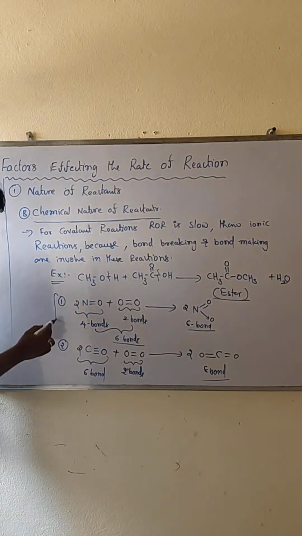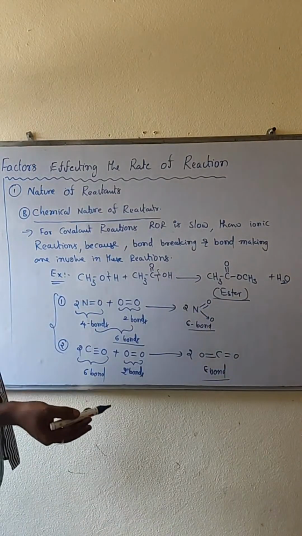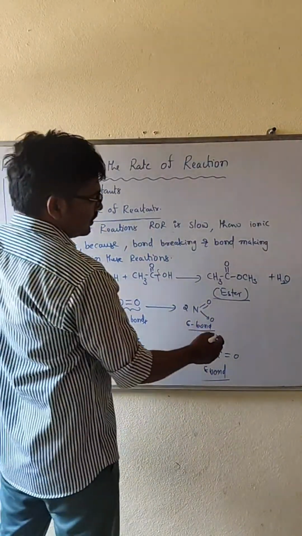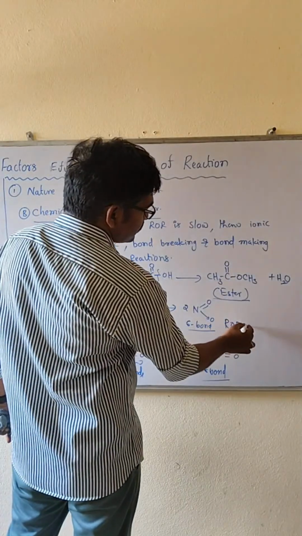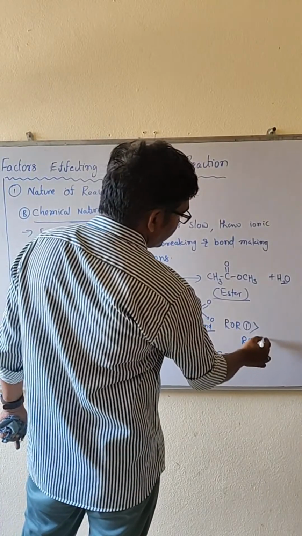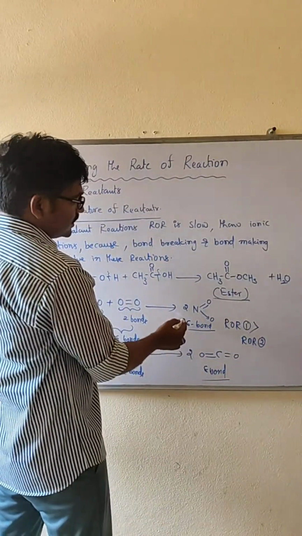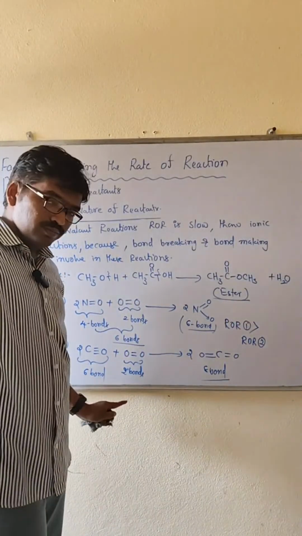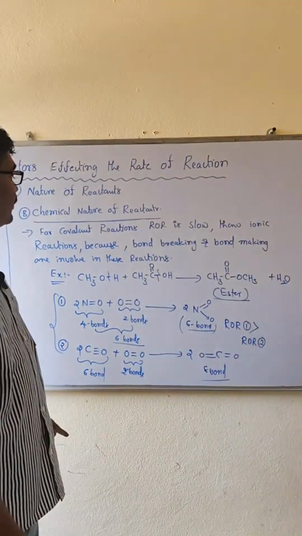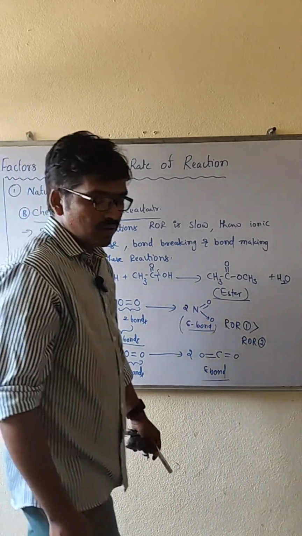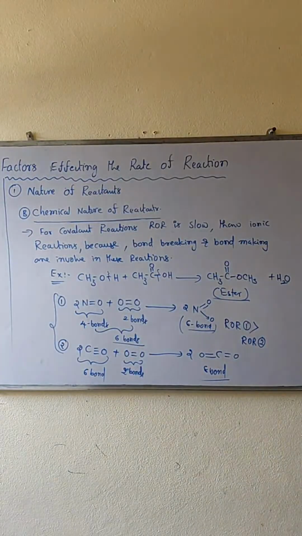In case they ask, based on both, which has more rate of reaction and which has less, look my dear students, the rate of reaction of the first one is greater than that of the second one. What is the reason? Here only 6 bonds are breaking and forming, but here 8 bonds are breaking and 8 bonds are forming. So that is the chemical nature of reactants. One factor we have discussed, that is chemical nature of reactants.